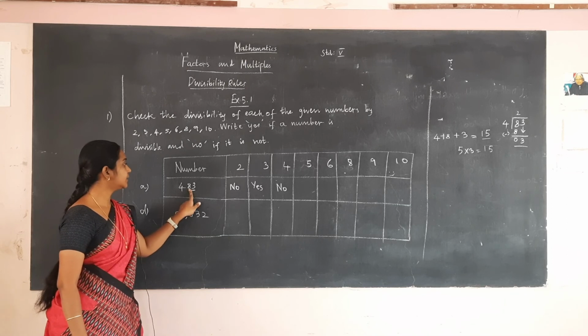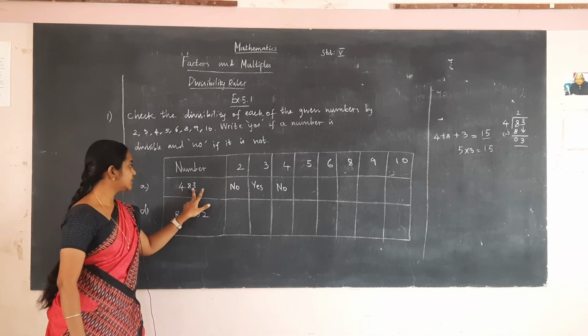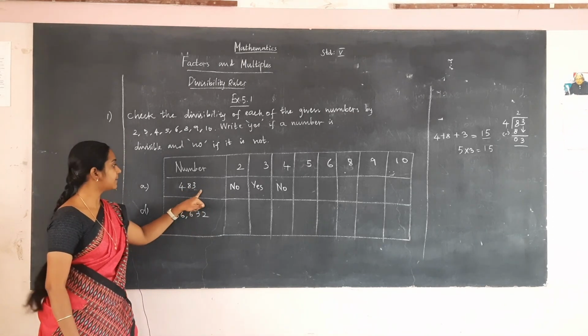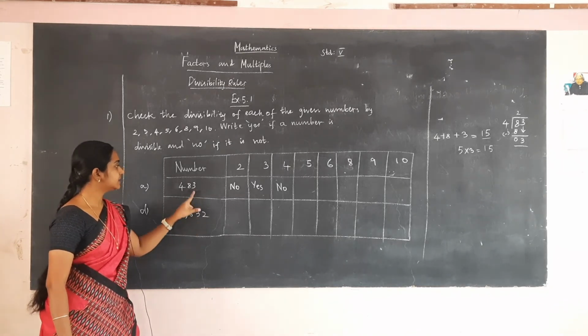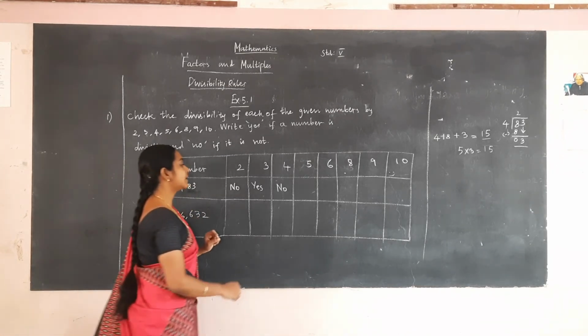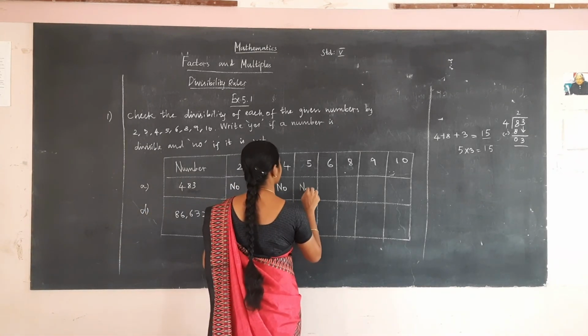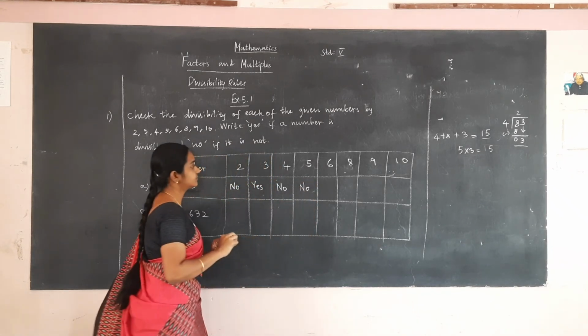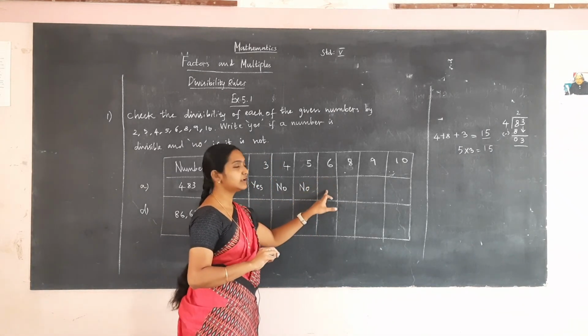The number in the unit place must be 0 or 5. Then the number will be divisible by 5. Here the number is 3, so the number will not be divisible by 5. So write no. Next, divisibility rule for number 6.